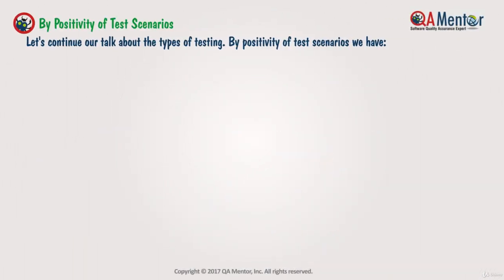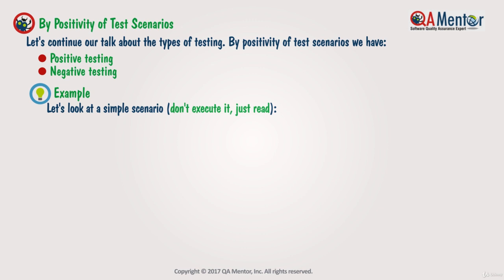By positivity of test scenarios. Let's continue our talk about the types of testing. By positivity of test scenarios, we have positive testing, negative testing. Example: let's look at a simple scenario. Don't execute it, just read.